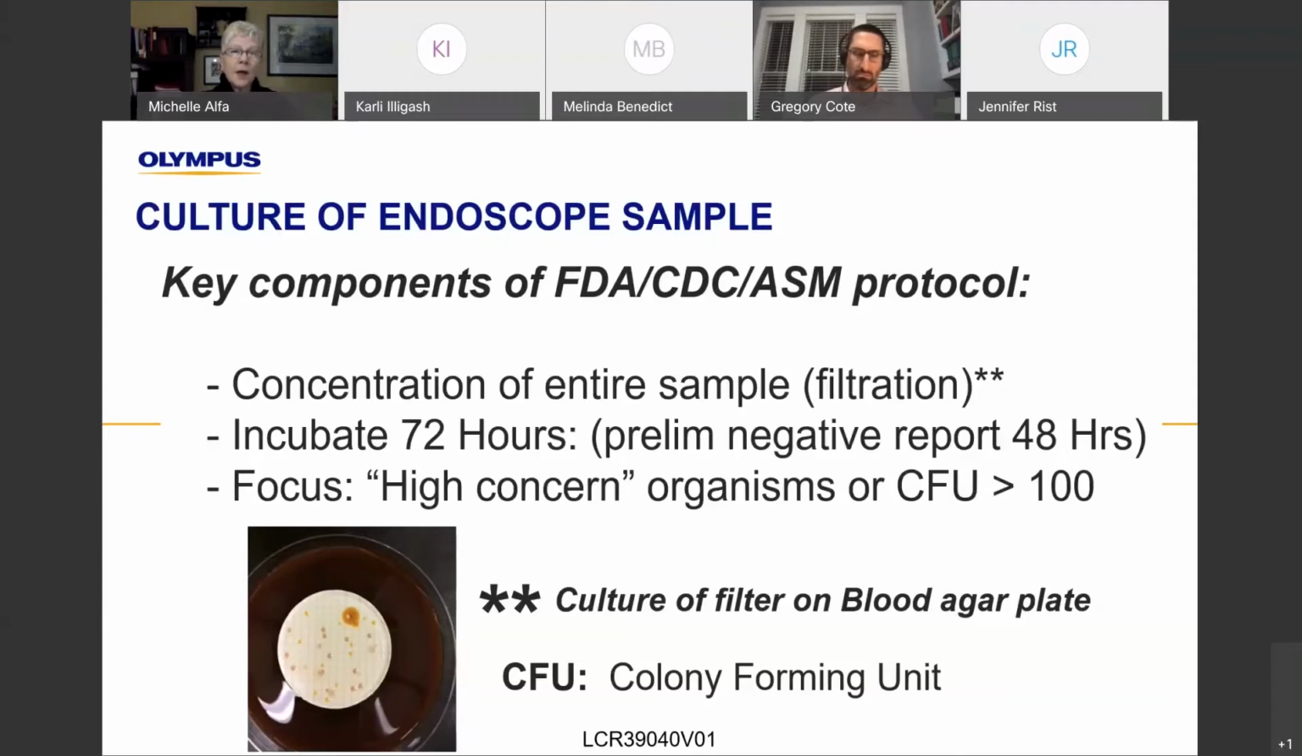So that's the process of collecting a sample and culturing it. Both the sample collection is important and needs to be done correctly and optimally, and the culture needs to be done in a way that makes it the most sensitive culture method that's possible.